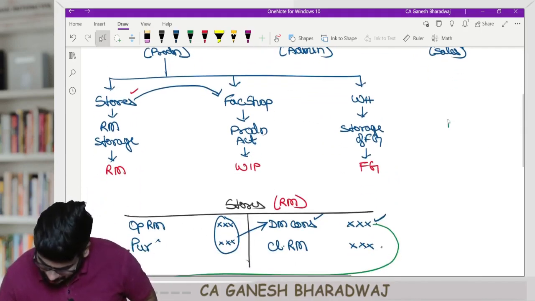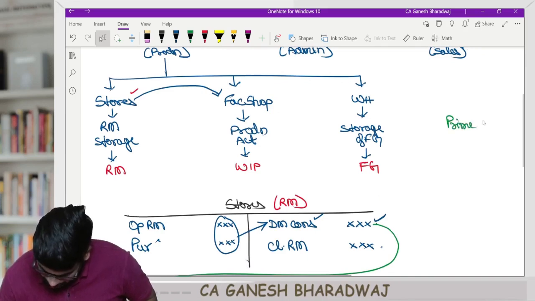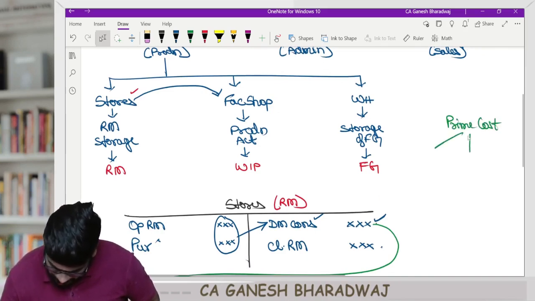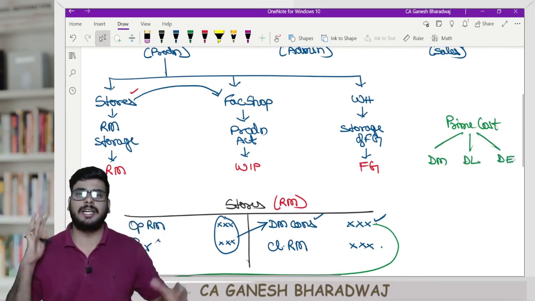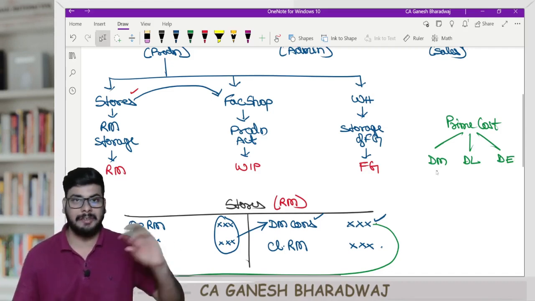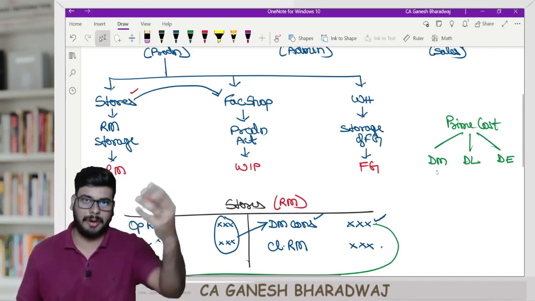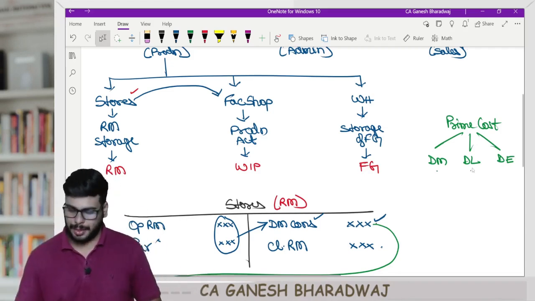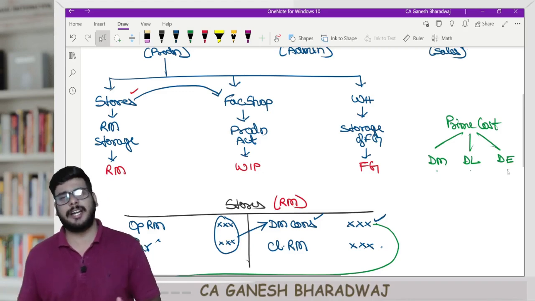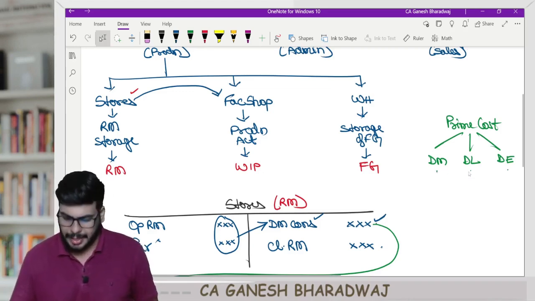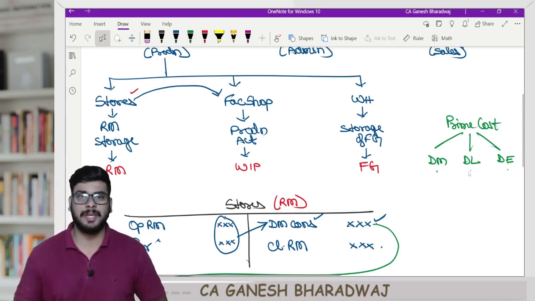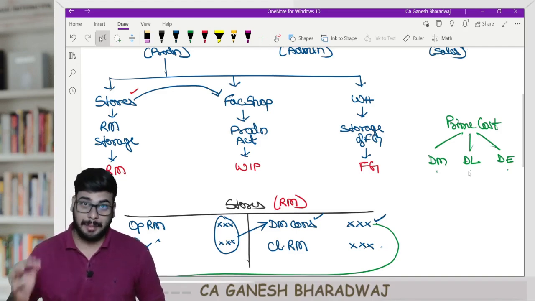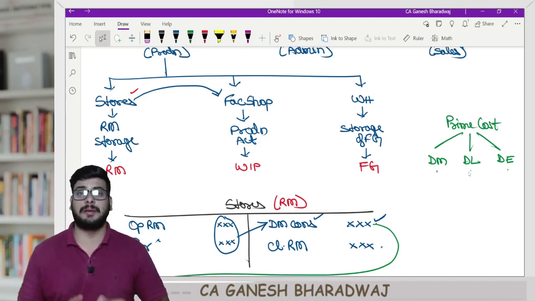So, prime costs. We've seen this. Prime cost refers to direct material, direct labor, and direct expense, right? These are the three direct costs that can be incurred. Direct material, we saw an example, engine. For a car manufacturing company, the engine is a direct material. Labor, assembly line worker. Direct expenses, any other direct costs which are not getting covered under direct material and direct labor.